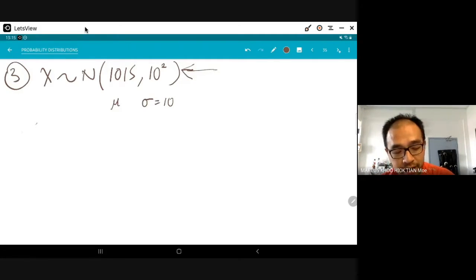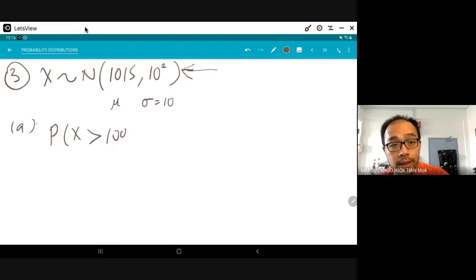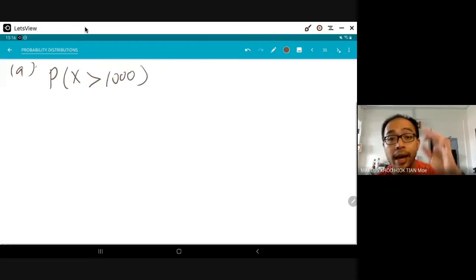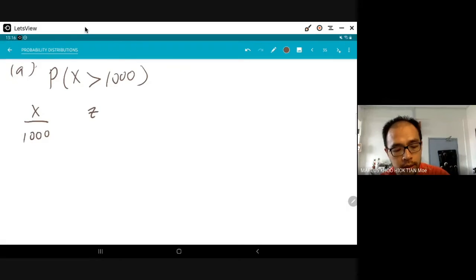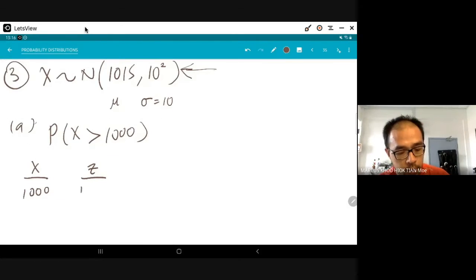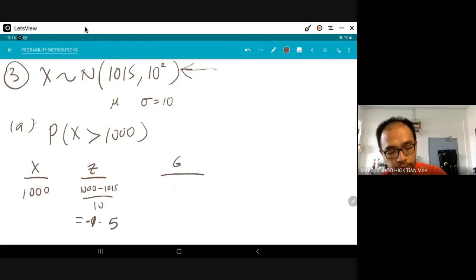Okay. Question A. Calculate the percentage of bottles which contain more than 1000 mils. Okay. So, this is very simple. X is more than 1000. Except the question asks for percentage, so you have to make sure you get the probability and then multiply by 100. Okay, same thing. X is 1000. Calculate the Z value, please. Z is negative 1.5. Okay, negative 1.5.